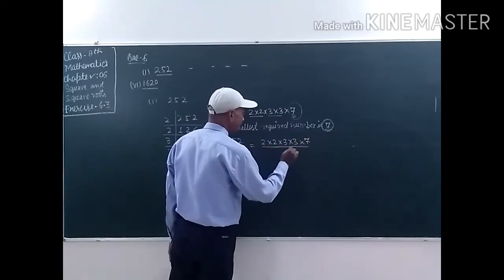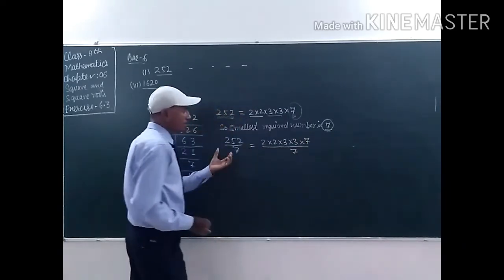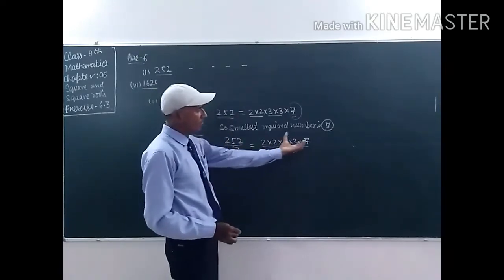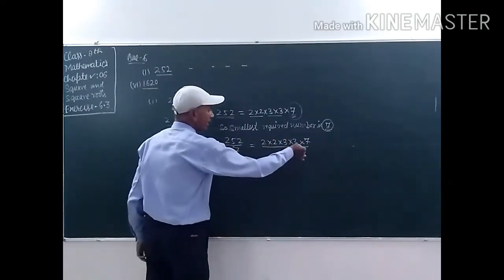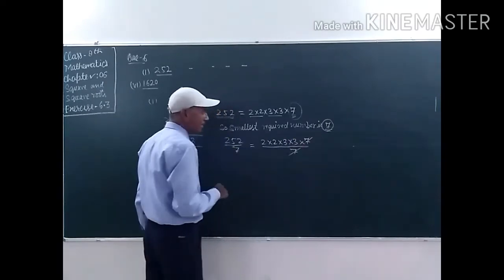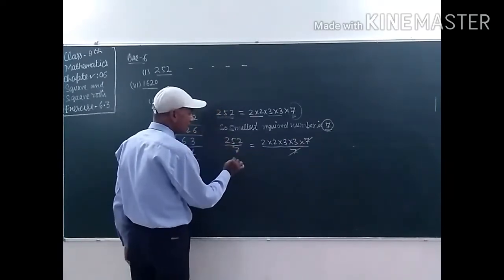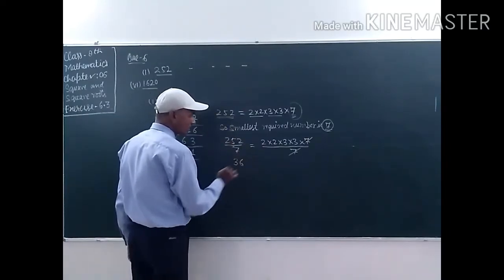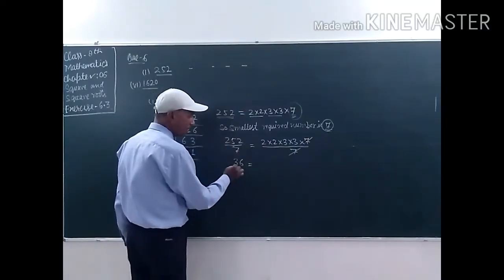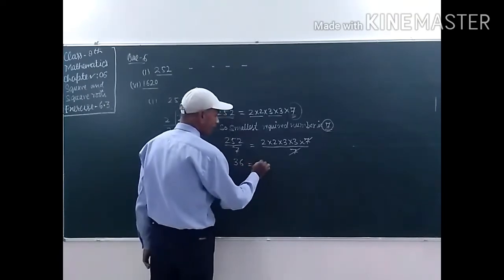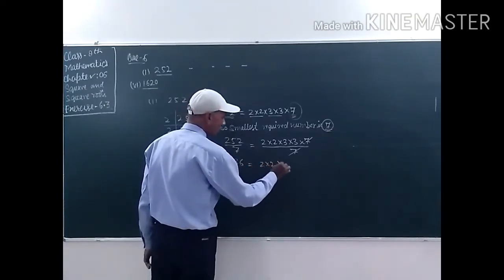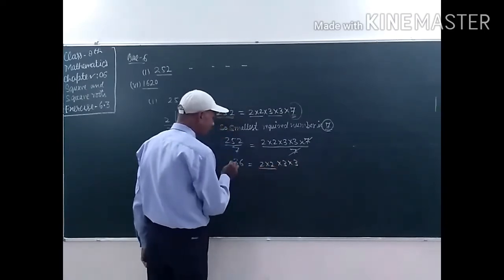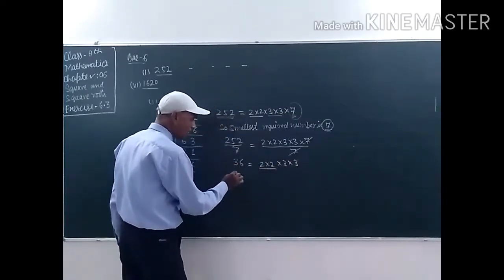Divided by 7. Students, we divided 252 by 7, so we also divided its prime factors. Therefore 7 is cancelled by 7, and 7 times 6 is 42. This number will be 36 now, and the prime factors will be 2 into 2 into 3 into 3. So make the pairs to find out the square root of this.